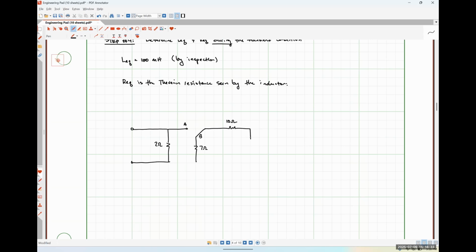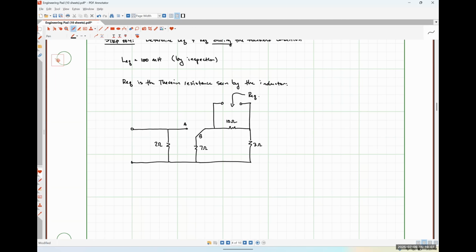Ten ohm resistor, 3 ohm resistor. Up here are the terminals where my inductor was. So whenever I'm finding the equivalent resistance with respect to a particular element, I have to take that element out, and we're looking in through the terminals where our inductor was.